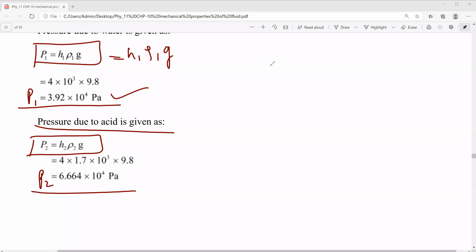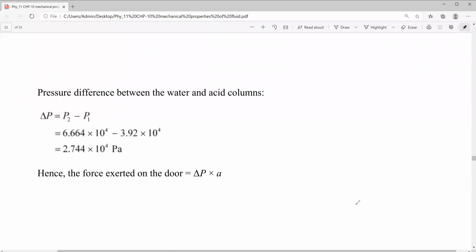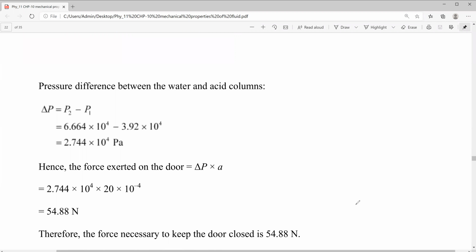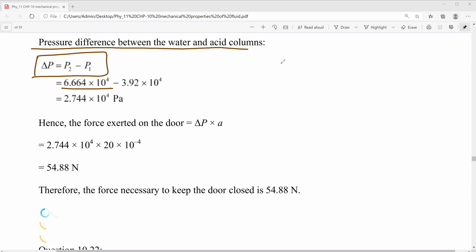If you take the pressure difference of these two, what are we getting? The pressure difference between the water and acid column is given by delta P is equal to P2 minus P1. P2 is substituted as 6.664 into 10 to the power of 4 and P1 is substituted as 3.92. So the difference of pressure we got is 2.744 into 10 to the power of 4 Pascal.